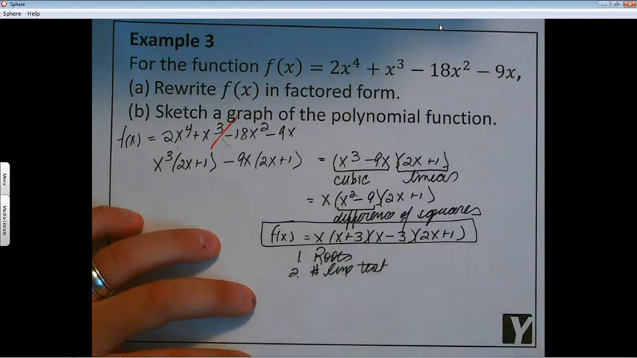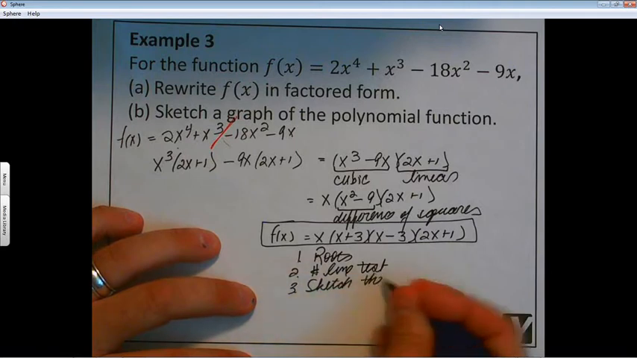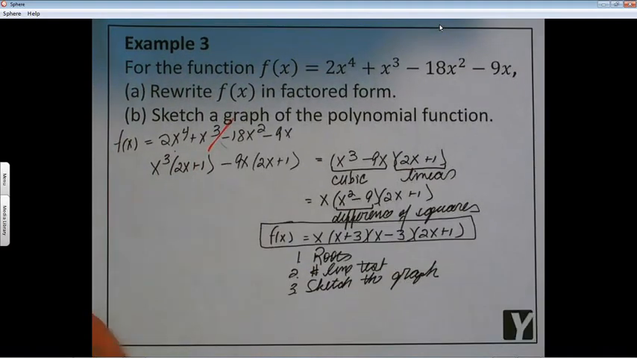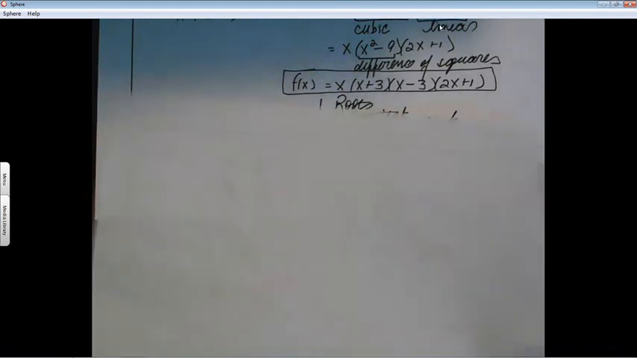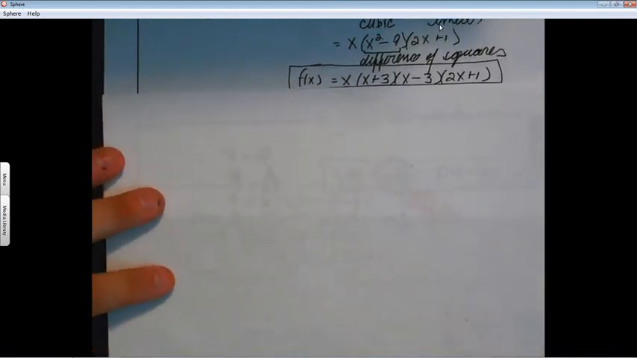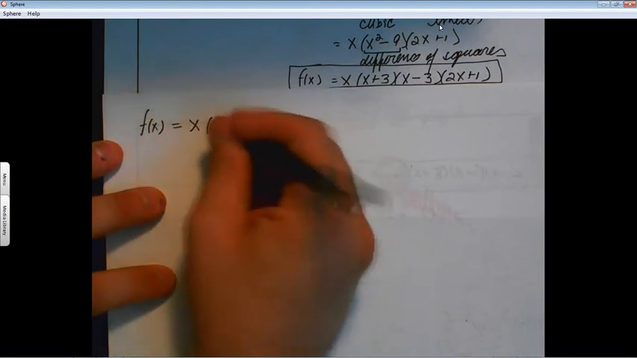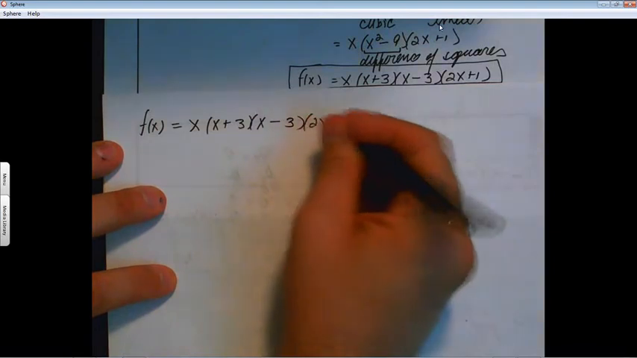So the first thing is we're going to find the roots. After we have found the roots, we're going to use the number line test to determine the sign of the polynomial at all of these points that are not the roots. And then the third is we're going to sketch the graph. Well, to do all of that work, I definitely need some more paper.